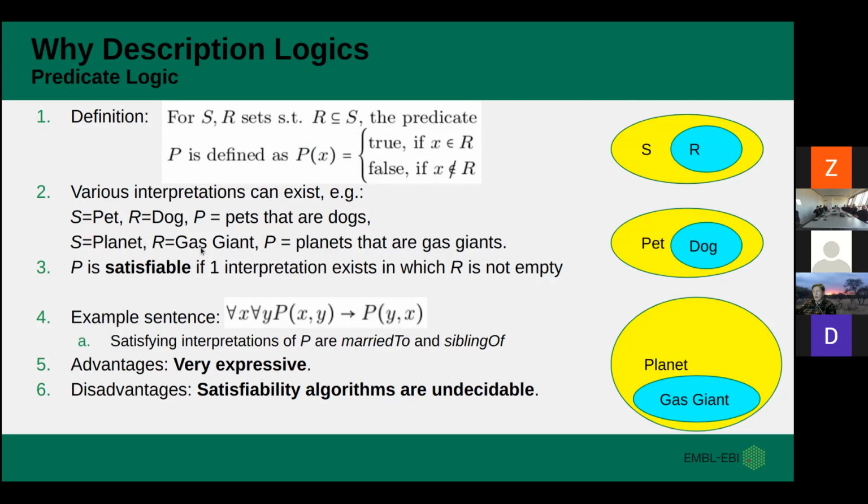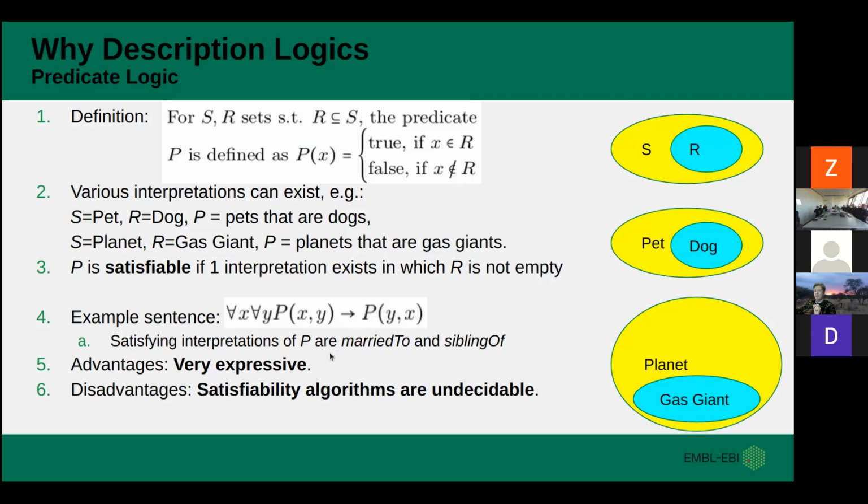But we could also have a completely different interpretation that applies to planets. And then we could have that the predicate P, for instance, represent the planets that are gas giants. Again, you can have satisfiability. So P is satisfiable if there's at least one interpretation for which P is true. And in that case, R will not be empty because P is true when X is an element of R. So R is not empty in that case.